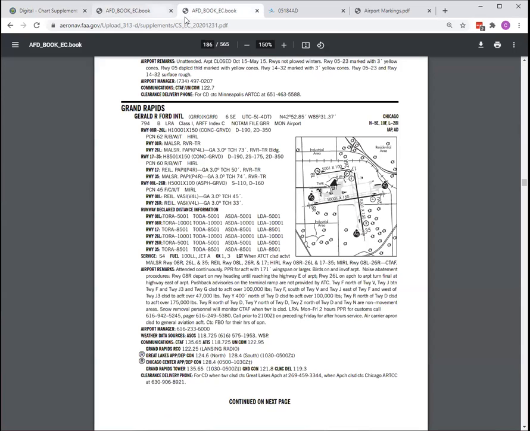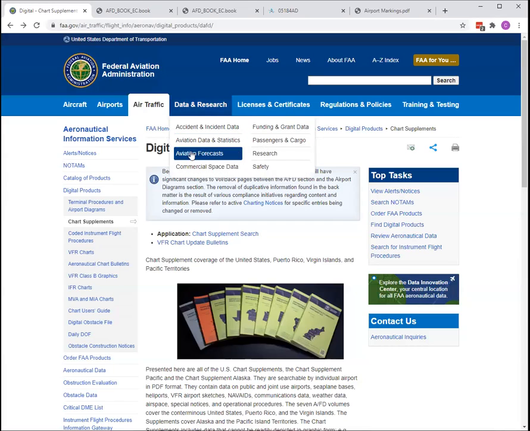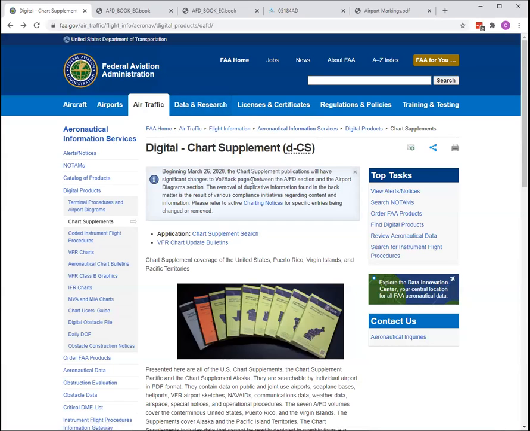We're going to look at an example of what an entry looks like in a chart supplement. We're going to learn a little bit about how airports are laid out, parts of the airport, and then we're going to talk about airport markings eventually. So we're going to start here. You can find these online. They do sell them in print as well, but unless you actually need to do some navigational work, the online ones will work for you.